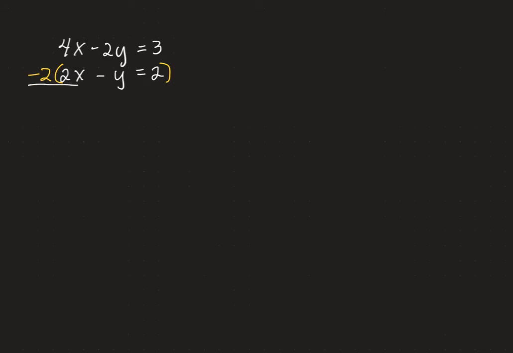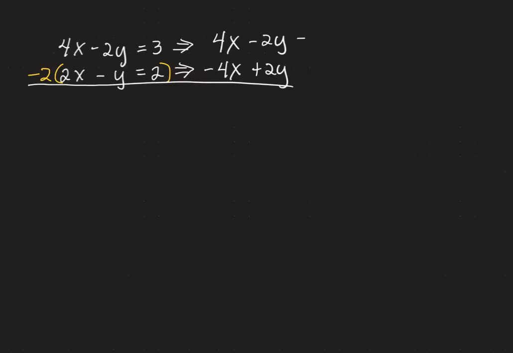Before I add these, I'm going to multiply the second equation by -2. Because I have a 4x in the first equation, I'm going to multiply the second equation by -2, so I get a -4x there as the first term. And now I'll get rid of my x's. So then I have a 2y in the first equation and a positive 2y in the second equation. Look at that, I'll get rid of my y's also.